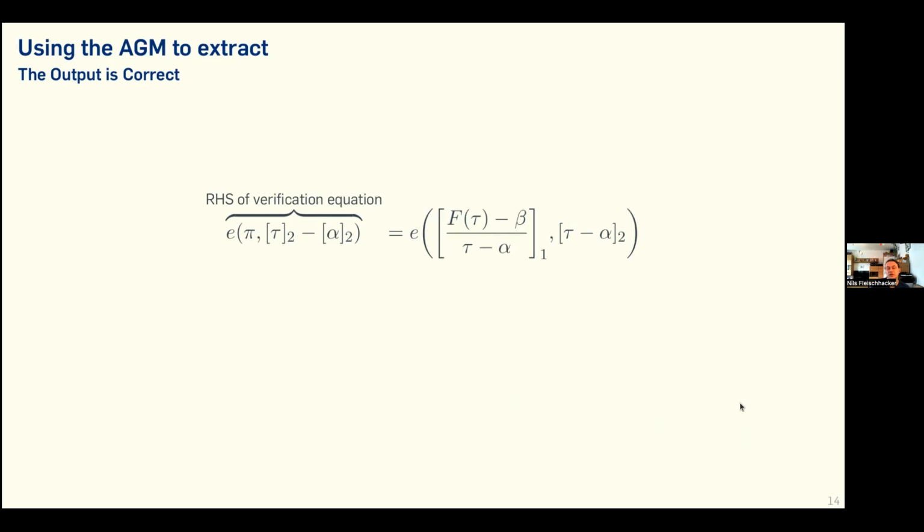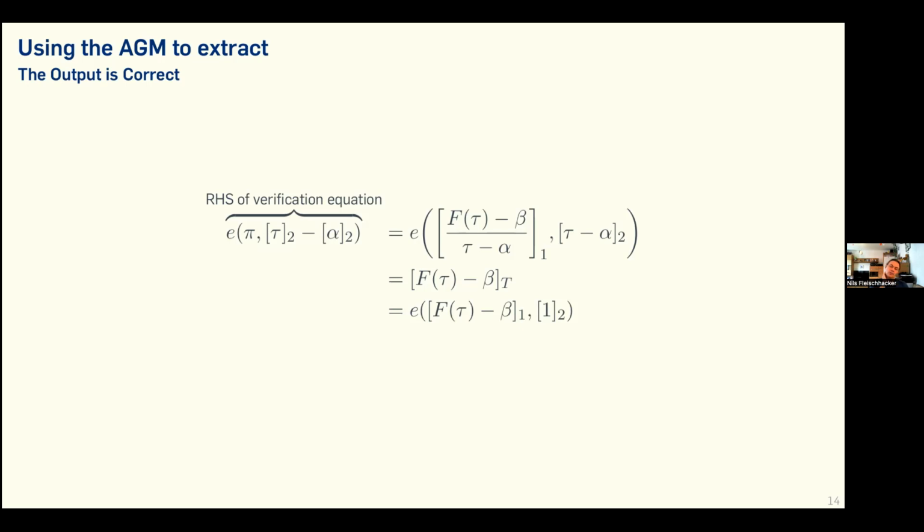Okay, and we see here that we have f of tau minus beta divided by tau minus alpha, and we pair that with tau minus alpha. Now, what the pairing does is basically it multiplies those two parts. So what we end up with is basically f of tau minus beta now in the target group because the pairing has been evaluated. But we can also rewrite this as pairing the same thing, but in group G1 with the generator of G2.